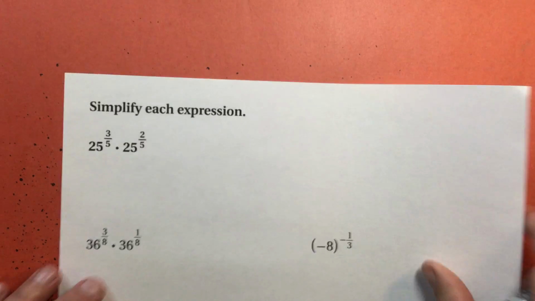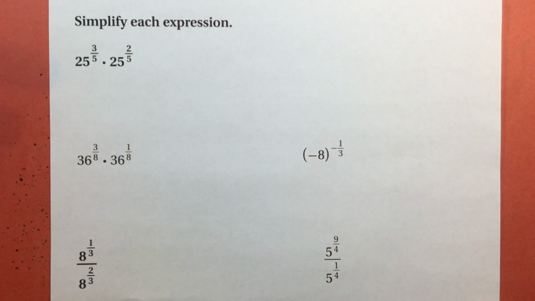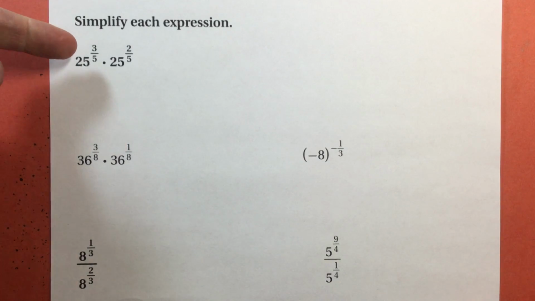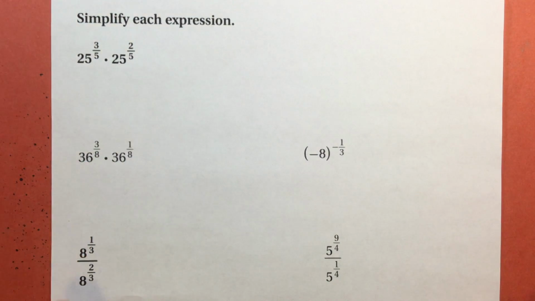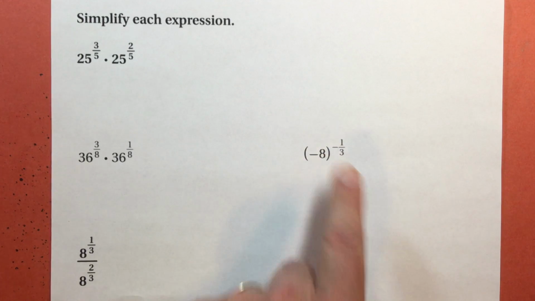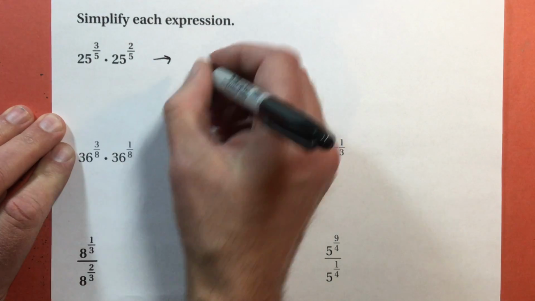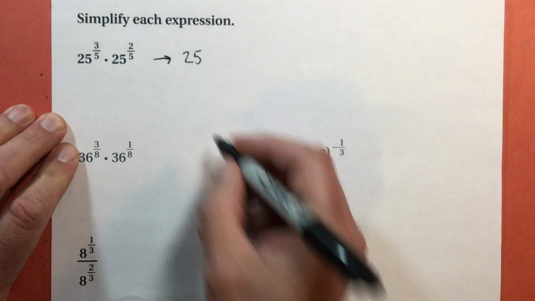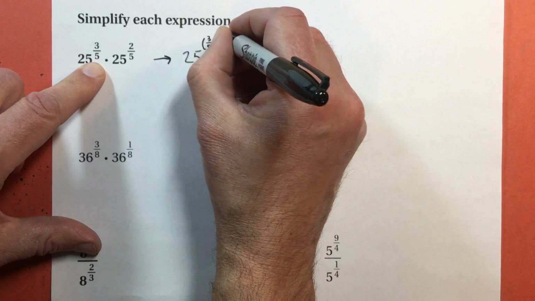So let's do a couple of examples. Now, I've got to check things like when I'm multiplying using the product of powers property. I have to make sure that I have the same base. 25 and 25, same base. 36 and 36, same base. 8 and 8, 5 and 5. This one, we're going to do something different with. We kind of threw this one in there, okay? So we'll get to that. This is going to become this base 25, and I'm going to add the exponents. So I'm going to add 3 over 5 plus 2 over 5.